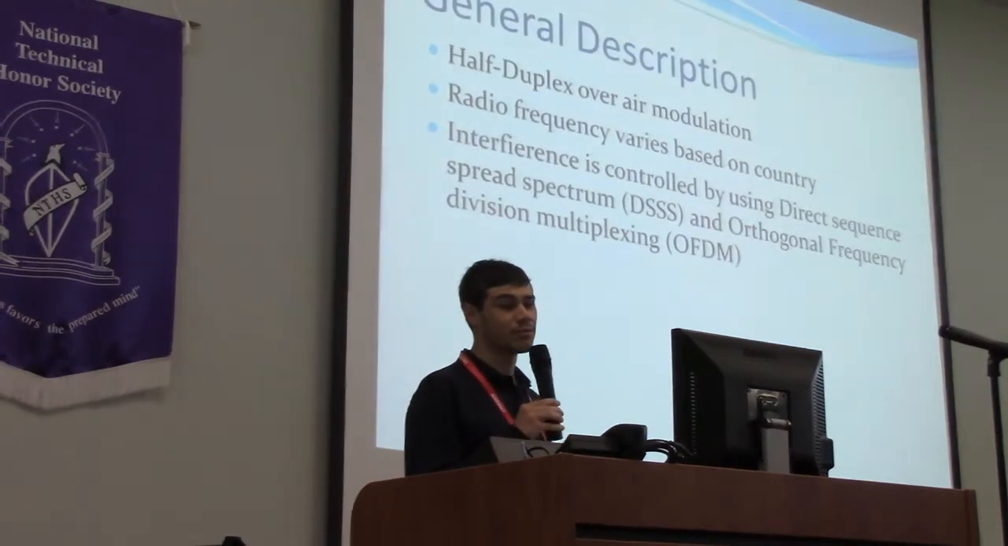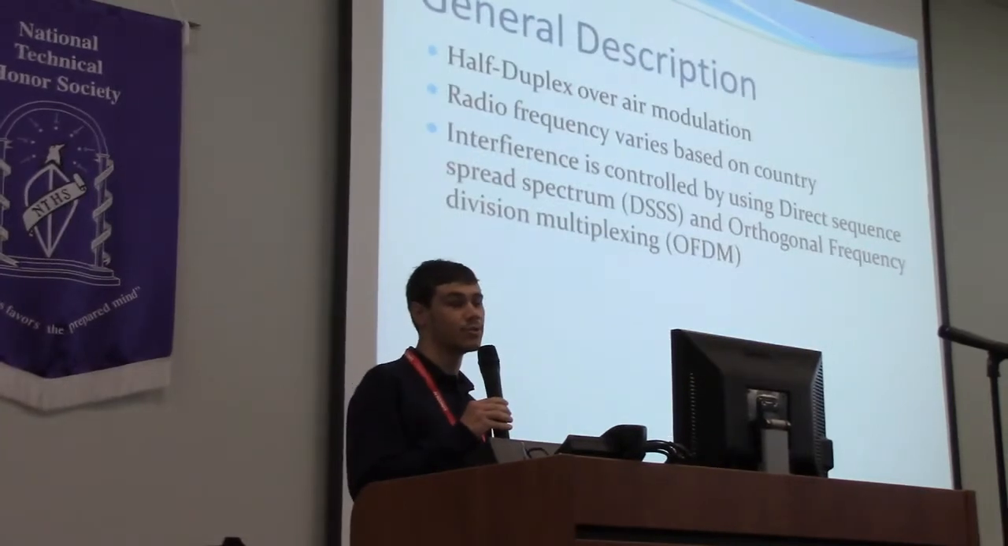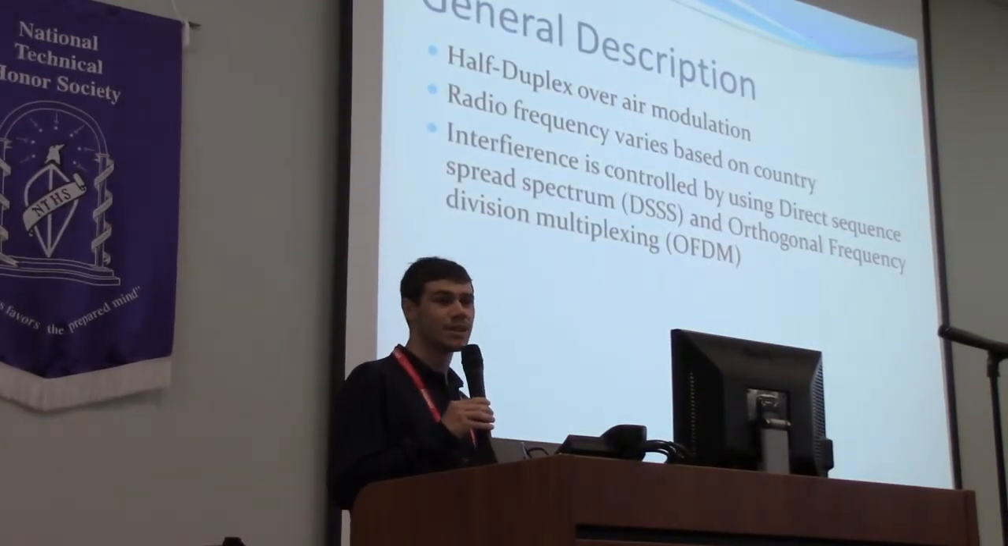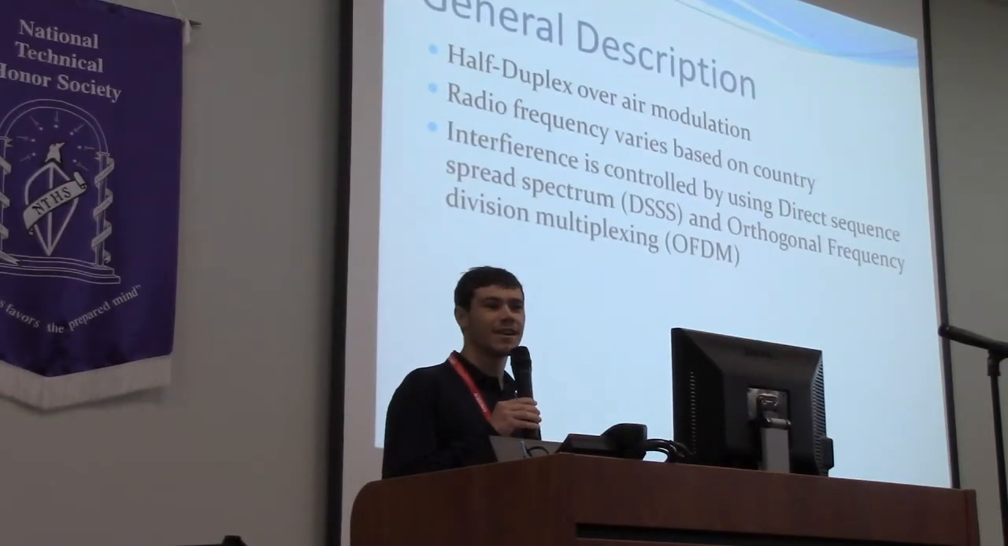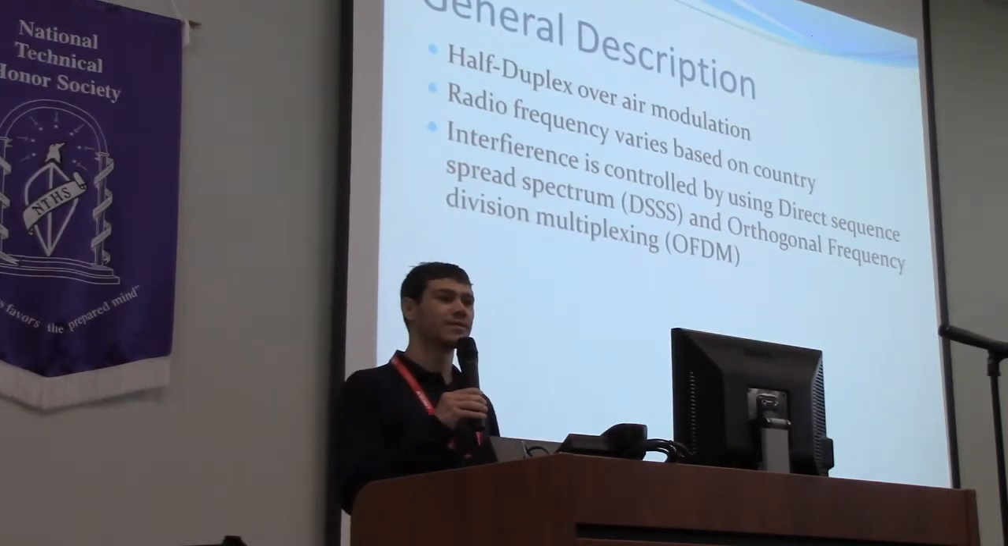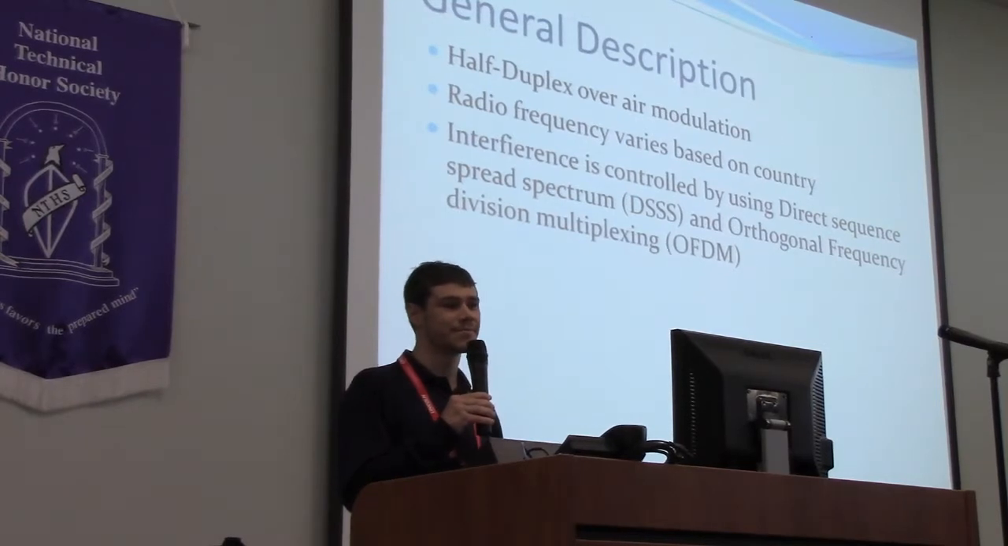Just a little bit of general information. Most wireless standards run half duplex over air modulation. Does anybody know what half duplex is? It's where data is sent one way, then the other. It can't be sent at the same time.